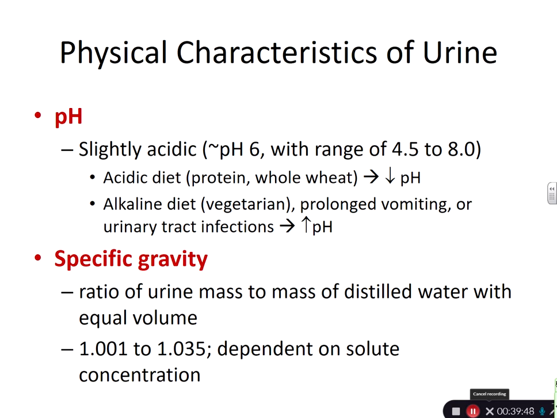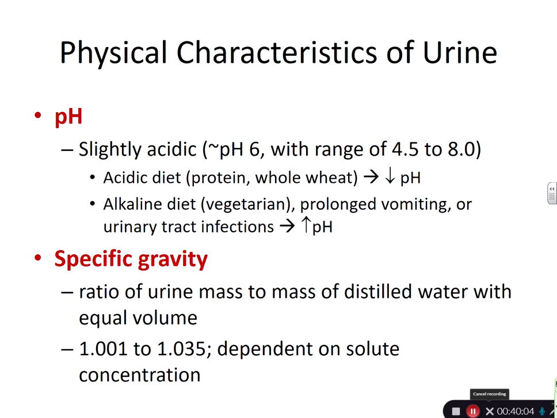It makes sense if you think about vomiting. If you are vomiting, you are reducing the amount of acid in your body because you're vomiting up stomach acid. When you reduce the amount of acid, that means your pH becomes more basic. So your urine pH will change.